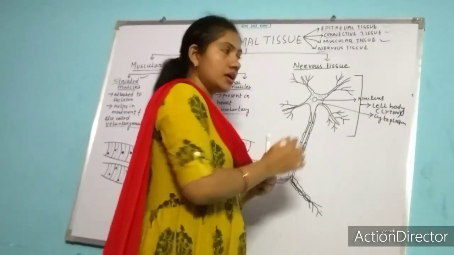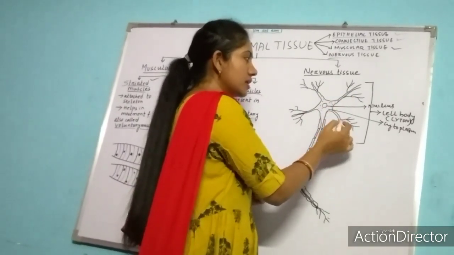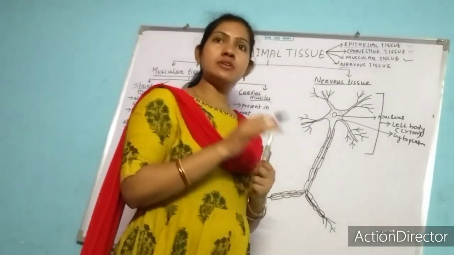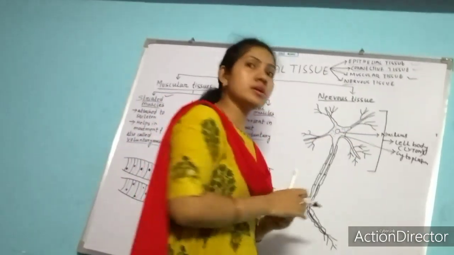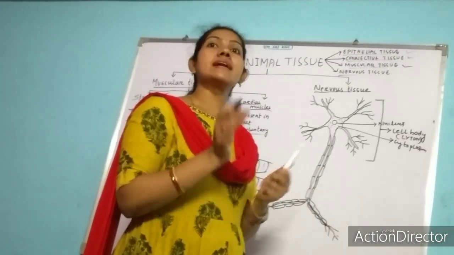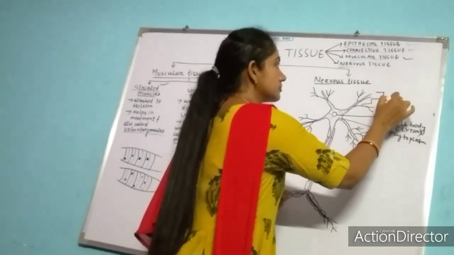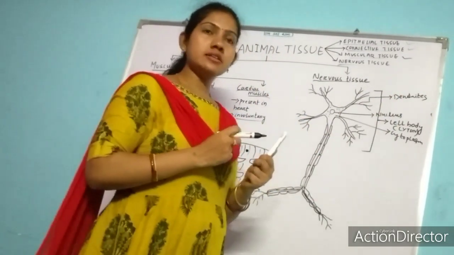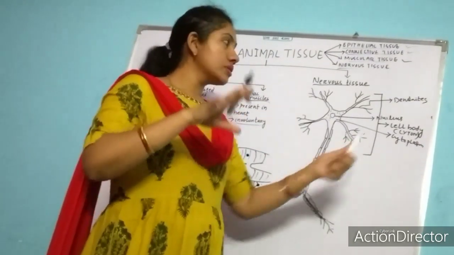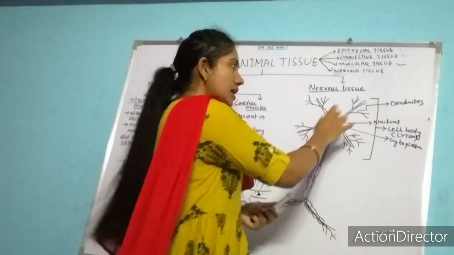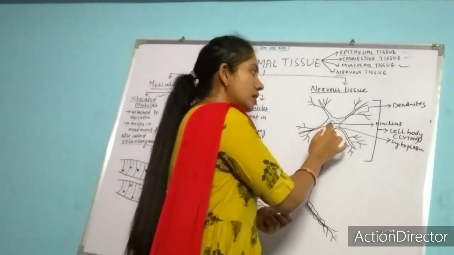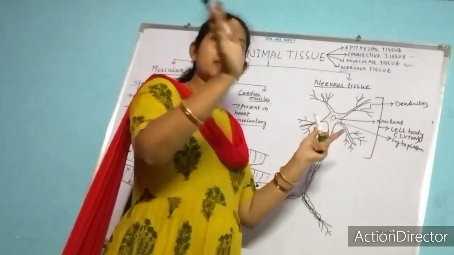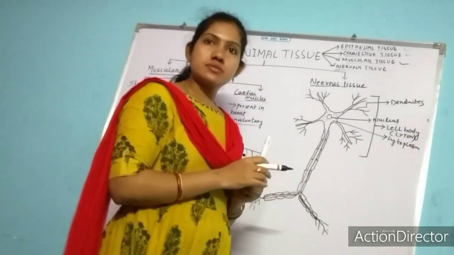If you look at the extension of the cell body, it forms branches, just like roots. These branching, root-like structures we call dendrons or dendrites. Dendrites are the branchings that come out from the cyton, or cell body. The cell body contains what? Nucleus and cytoplasmic content. The cell body gives extensions or branching, called dendrons.